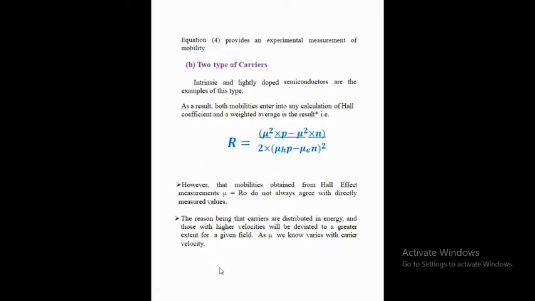And in the case of semiconductors, there are two types of carriers. One is the hole and the other is the electron. For two types of carriers, we have the expression for the Hall coefficient like this.